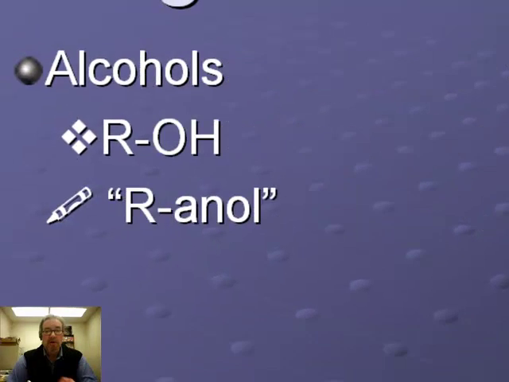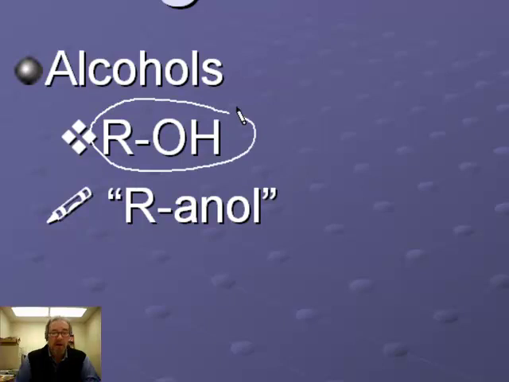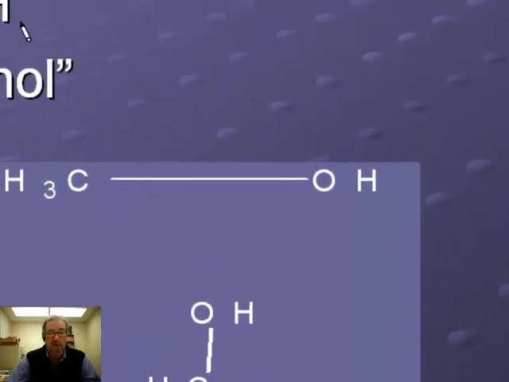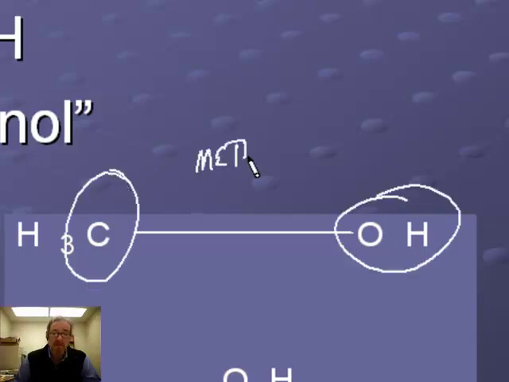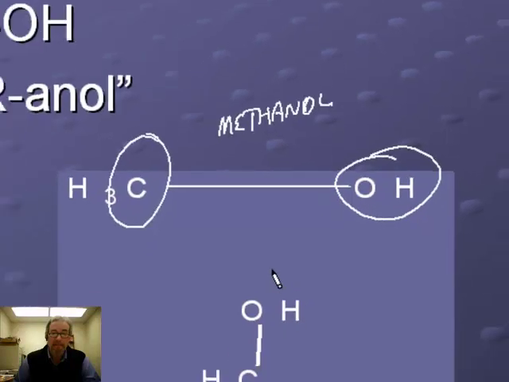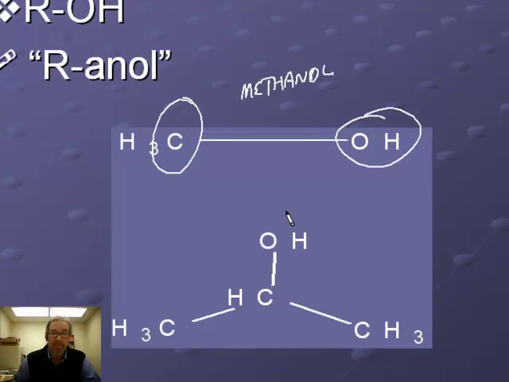Alcohols. Generic formula is ROH. So there's an OH component somewhere on the carbon chain. How do we name it? Well, we name the alkane, and then take the ane part off and end it with anol. So here are a couple of alcohols. This is a 1-carbon chain with an OH group on it, and so this is methanol. This is a 3-carbon chain with an OH group on it, so this is propanol.